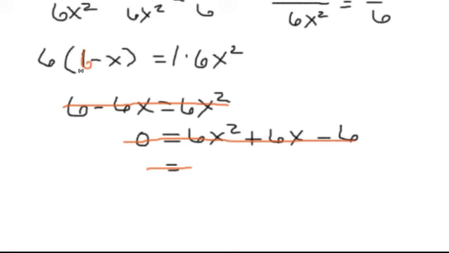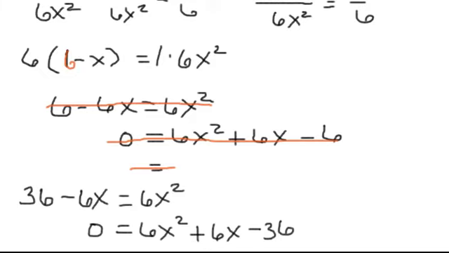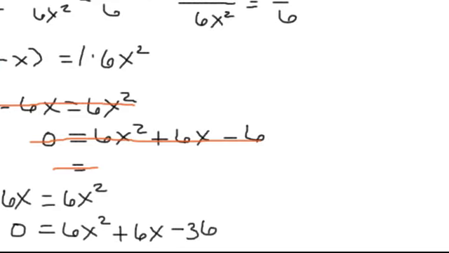So we have 6 times 6 is 36 minus 6x is equal to 6x squared. Now I'm going to go ahead and take this stuff over onto the left. So we have 6x squared plus 6x minus 36, and we set all that equal to 0, and we're going to scoot to the right here.